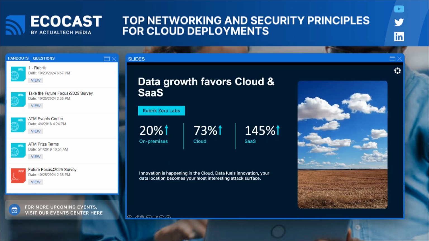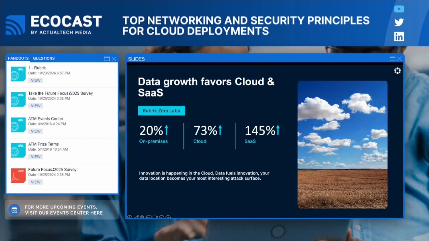Now, if you think about data growth, where is the majority of the new data being created? That's, of course, in the cloud and in SaaS applications. These figures are from our previous Rubrik Zero Labs report, which you can freely get from the Rubrik website as well. What we saw there is that 20% of the new data is created on premises, but that's far outpaced by the cloud and SaaS. So 73% of new data is created in the public cloud and 145% in SaaS applications.